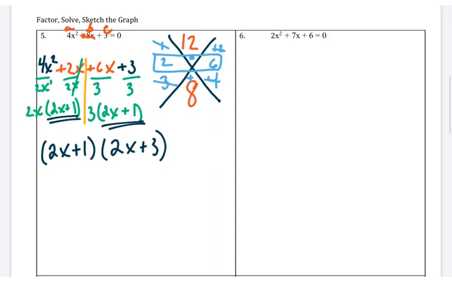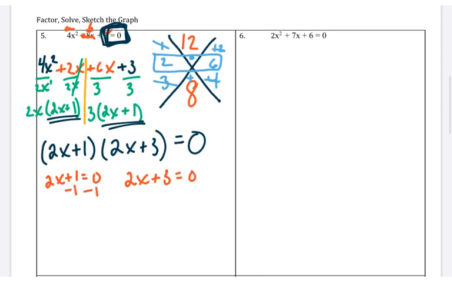But the difference between number 5 and what we did earlier is that this has an equal sign. So in the end here, I need to put equals 0. Now I need to solve this. So 2x plus 1 equals 0, and 2x plus 3 equals 0. Now I can solve for x. Subtract 1 from both sides. 2x equals negative 1. To get x by itself, we divide by 2. So one answer is x equals negative 1/2.